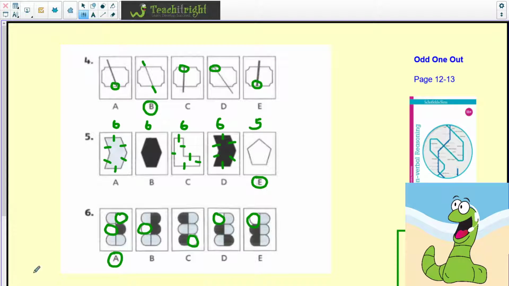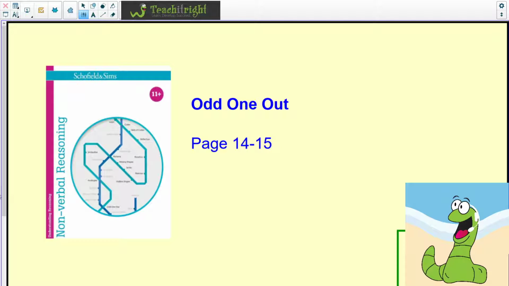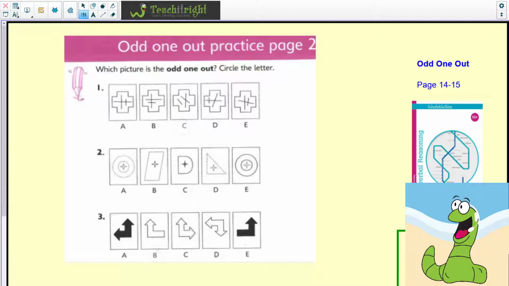Well done if you got all 6 of those correct and you were able to do them in 3.5 minutes. Let's go and have a look now at the next set of odd ones out, and these are on page 14 to 15. We're going to see why the answers are, so we've got C on that first one, then we've got C again, so well done if you're getting these correct, and then on question 3 we've actually got D as the right answer there. So let's have a look at number 1 first of all.